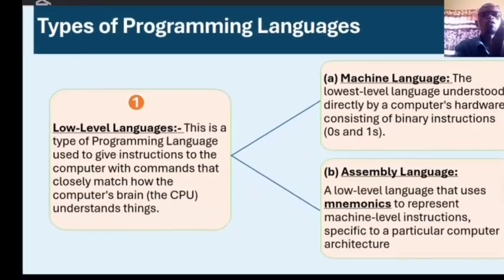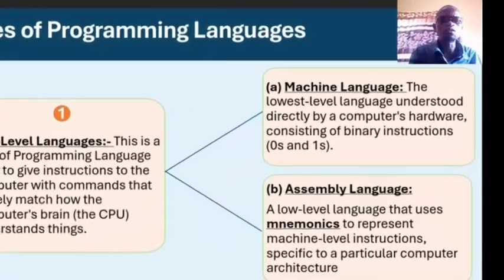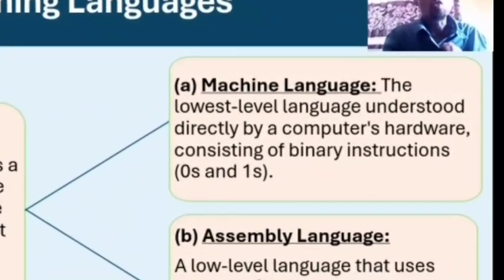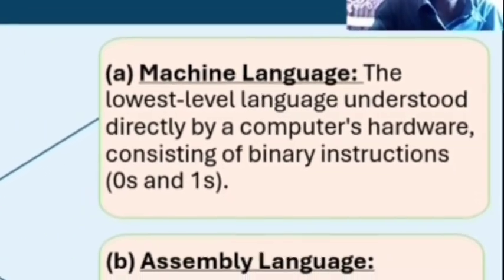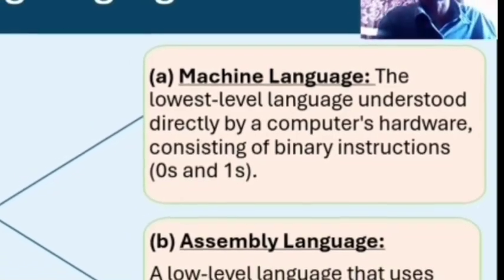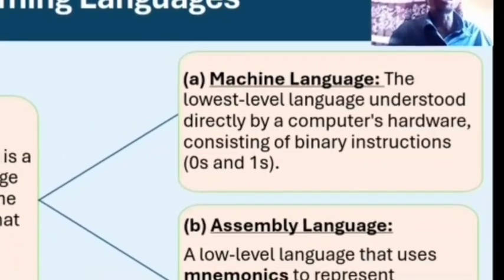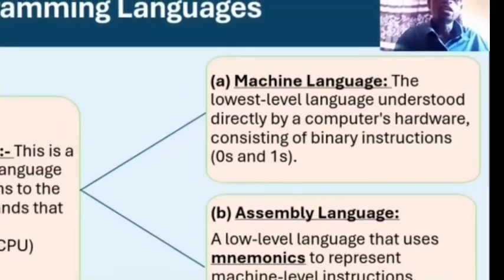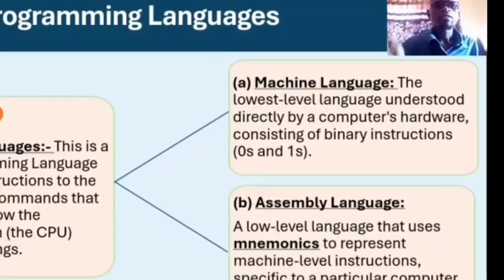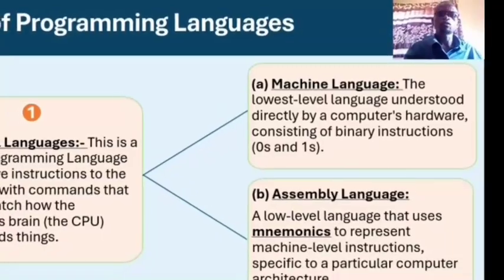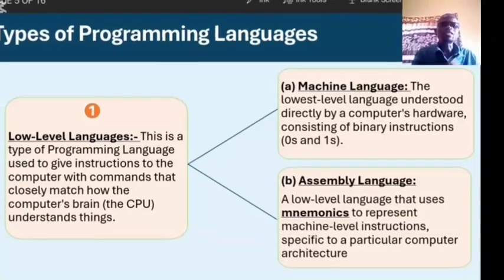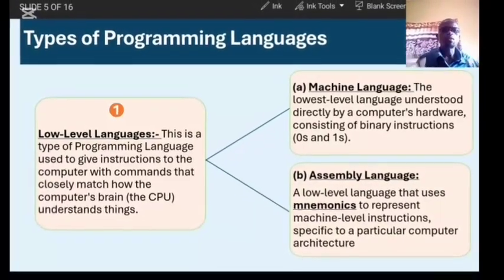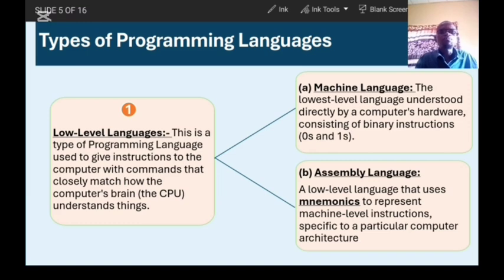The machine language is the lowest level language understood directly by the computer's hardware, consisting of binary instruction. So when we say it is the language that computer directly understood, it simply means that that is the language the hardware is built with. It's just like human being having mother tongue. There are some languages that nobody taught you. They just raise you up with it. That is your mother tongue. That is the language of your society. Computer hardware has its own language that is built with it, and that language is machine language.